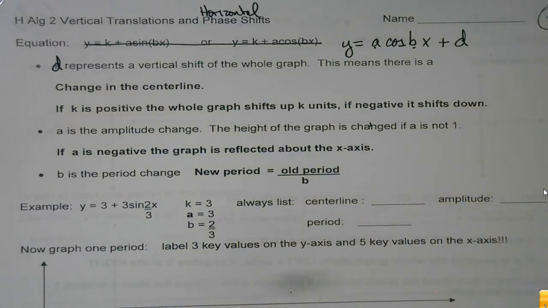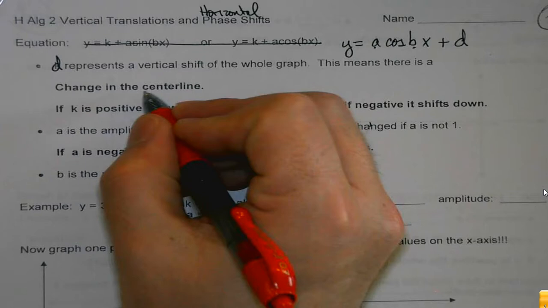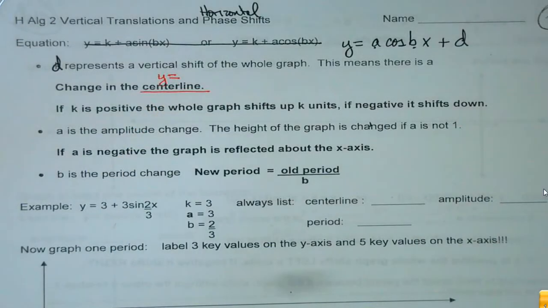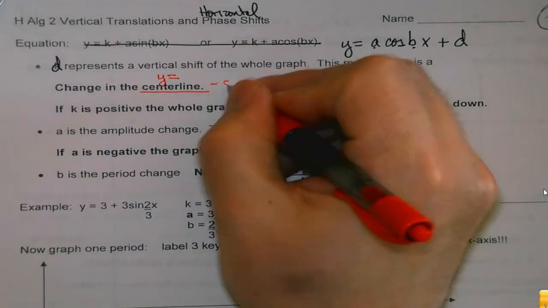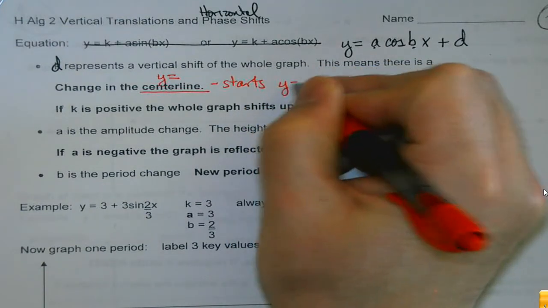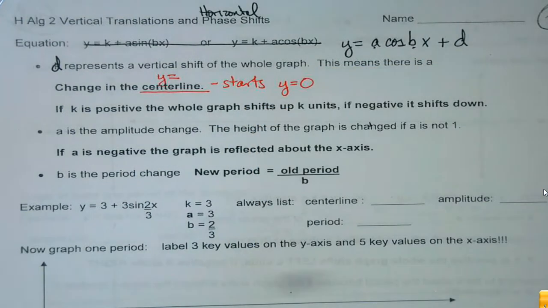And what that means is there's a change in what's called the center line. And that's something new to us today. The center line we represent with y equals, like we would a horizontal line. And when nothing else is going on, this starts at y equals 0. So in other words, it starts on the x-axis, and it'll move up or down depending on what that d value is.